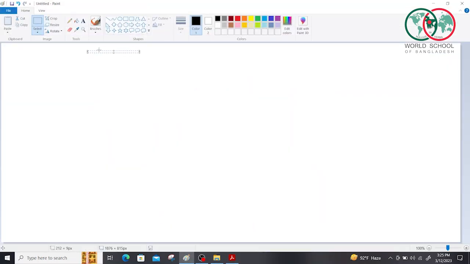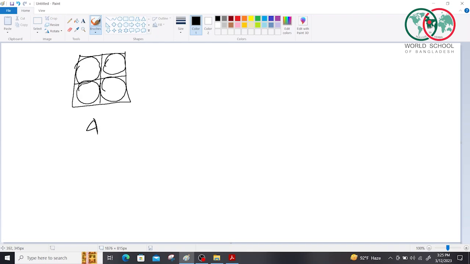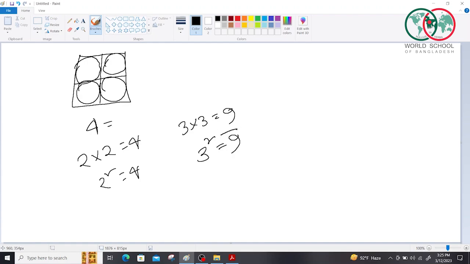Suppose this is a paper. We have equally folded it and we have got four equal boxes, so 4. Is 4 a perfect square? When I say perfect square, what does it mean? 2 2s are 4, right? So 2 squared is 4. 3 3s are 9. You can also say 3 squared equals 9. So here 9 is a perfect square, 4 is a perfect square.